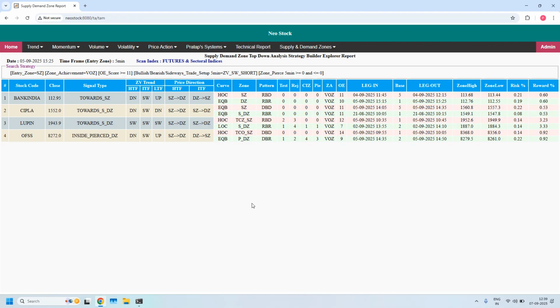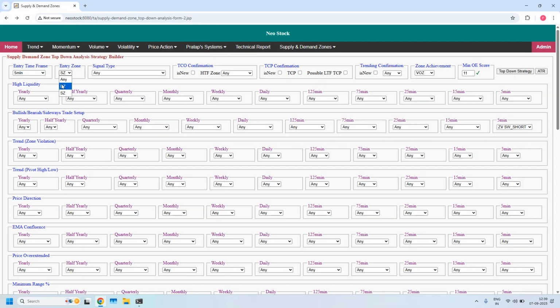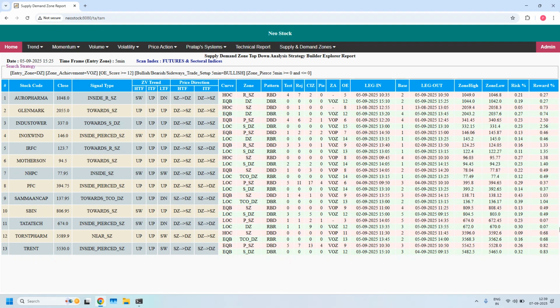Next, bullish trade setup for hourly income trade. The changes are 5 minutes demand zone. Here bullish. Minimum odd enhancer score 12. Let's filter. We got 13 stocks supporting bullish trade setup for hourly income trade. Entry time frame zones are 5 minutes demand zones. So total we got 13 5 minutes demand zones.